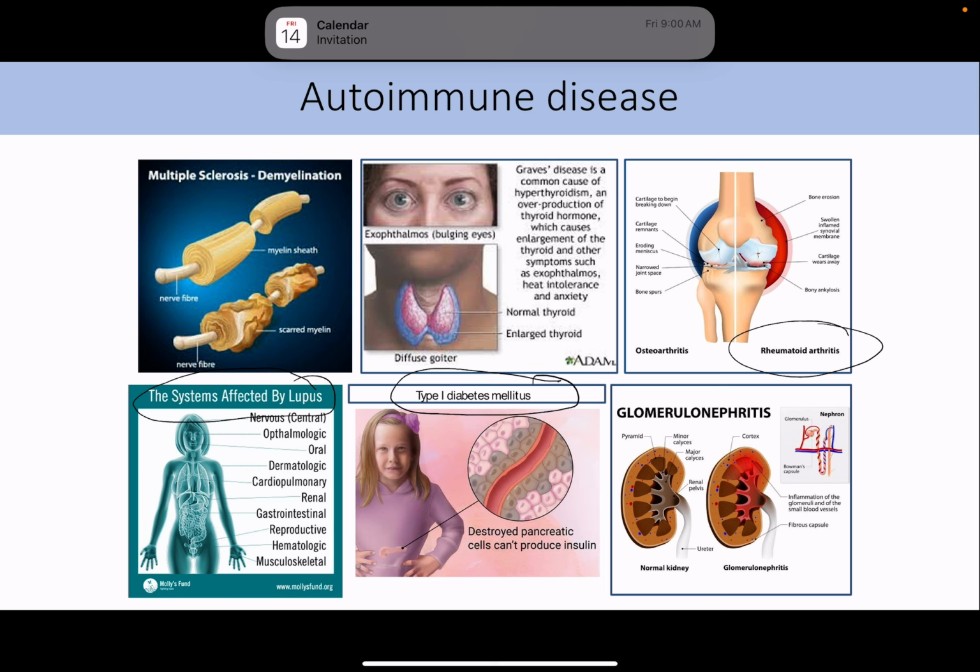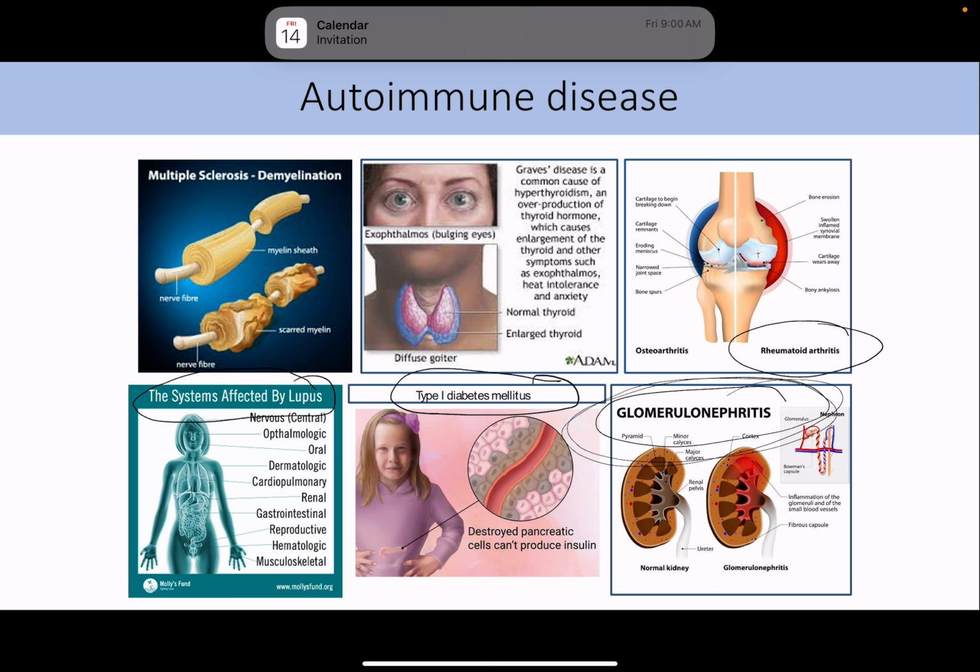Type 1 diabetes is when your pancreatic cells are not working properly, and so they are not producing insulin the way that they should. So this is a hyposecretion of insulin. If you're not making enough insulin, more glucose stays in the blood, causing lots of different symptoms, which we'll get into with the digestive system. Type 1 is autoimmune, type 2 is not. Type 2 is due to lifestyle and insulin resistance, so we'll talk about that a little bit later. Type 1, though, is autoimmune. And then glomerular nephritis is when your immune system attacks your kidneys specifically.